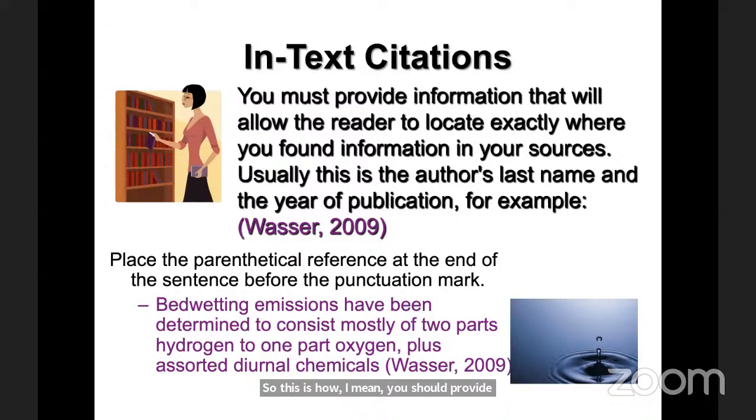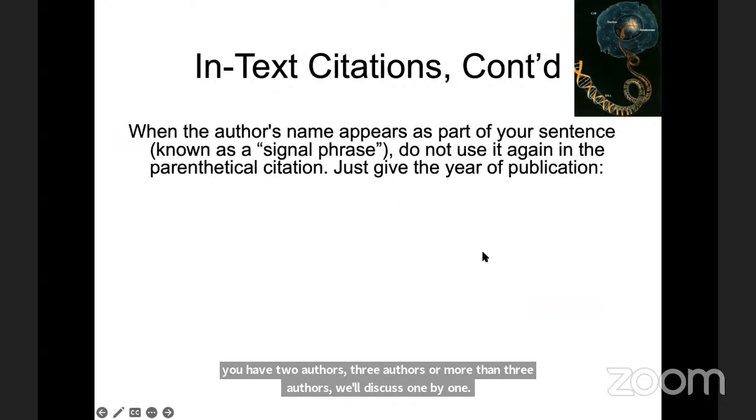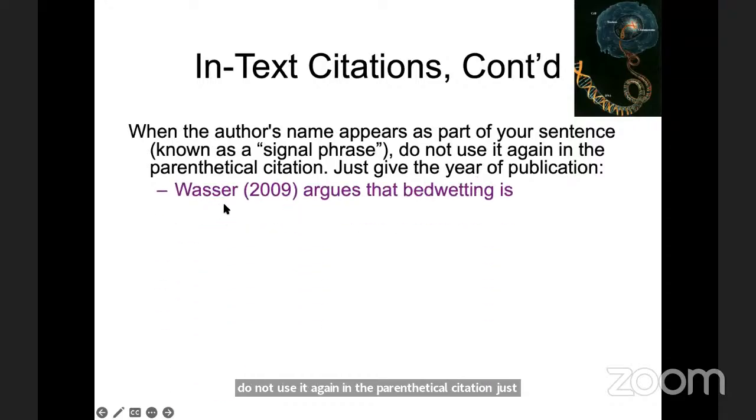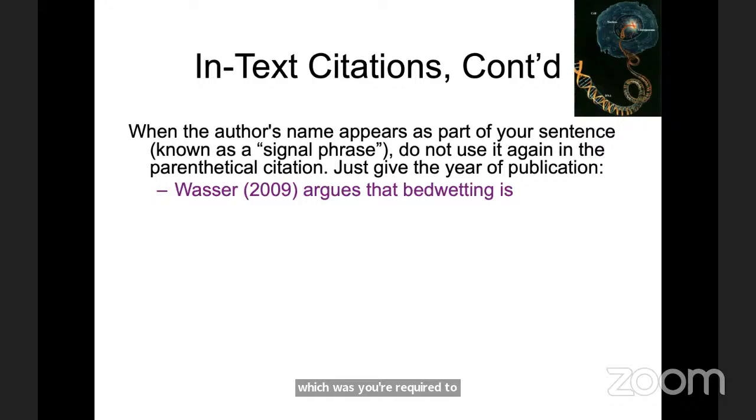We will discuss how you write if you have 2 authors, 3 authors, or more than 3 authors, one by one. In the in-text citation, when the author's name appears as part of your sentence, which is known as a signal phrase, do not use it again in the parenthetical citation. Just give the year of publication. For example, on the last slide, I gave an example where you provide the in-text citation at the end of the sentence and then the full stop.